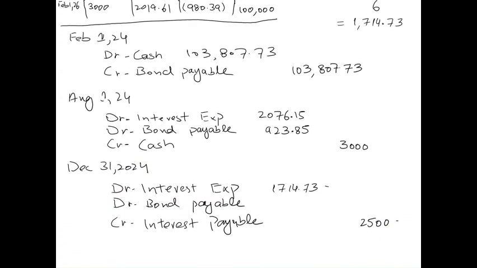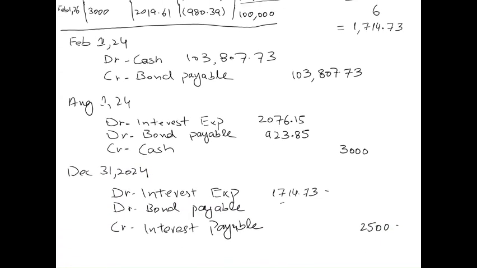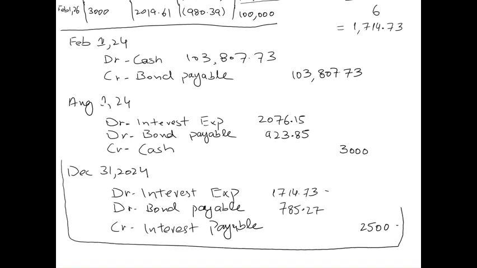And that comes out to be 785.27, and your entry balances. So what I have found over the years is this entry is where most people struggle.